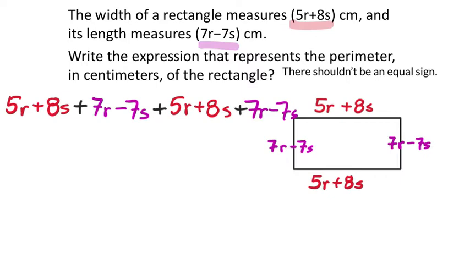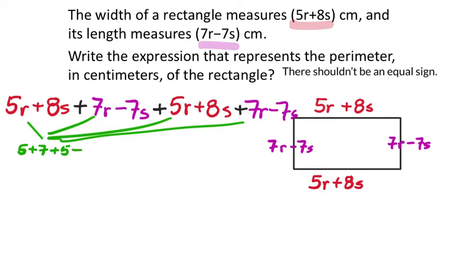Now, you'll also probably notice that it did not tell us to simplify it. If it ever tells us to write the expression, always simplify it. If it wants the equation, plan on solving it, okay? So right here, I've got my 5Rs, 7Rs, 5Rs, and 7Rs. And so, of course, we would go in here and just do 5 plus 7 plus 5 plus 7. And that would give me 24 of my Rs.